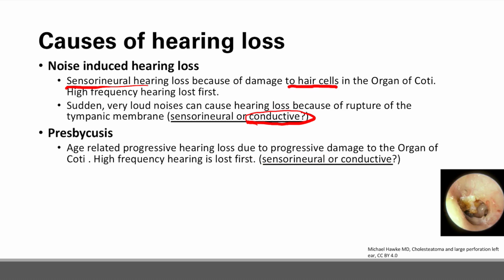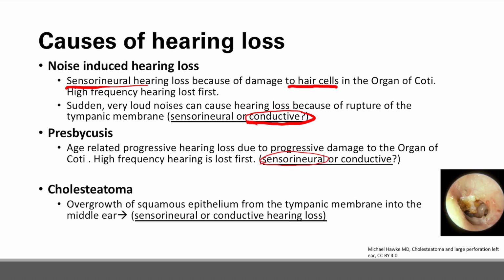Next is presbycusis. This is an age-related progressive hearing loss, and it's just progressive damage to the organ of Corti. Again, you're just getting older, and it degenerates in the organ of Corti. And again, high frequency hearing is lost first. So is this sensory neural or conductive? Well, you have to think about the location. It's in the inner ear, so it's sensory neural.